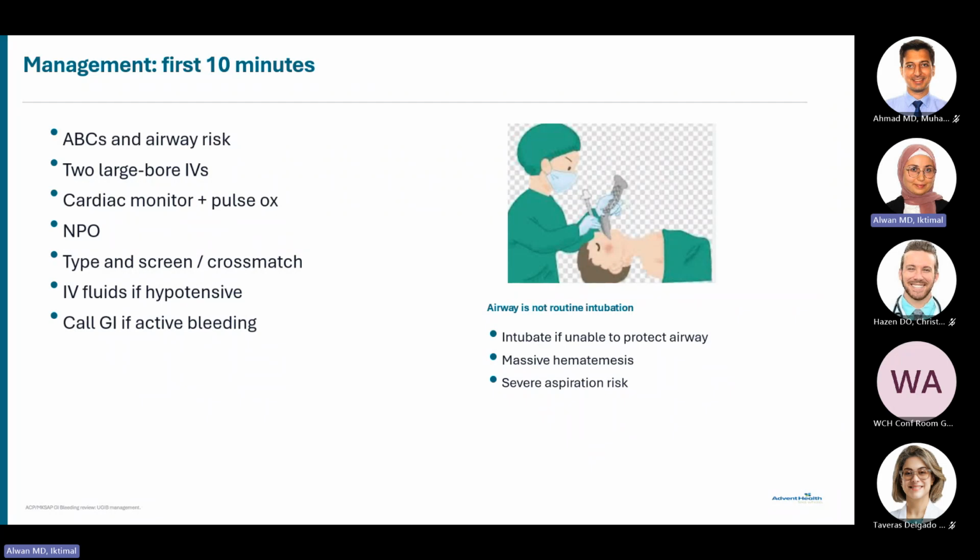When do we intubate? Already Dr. Kazelka said, right? Acute encephalopathy, patient not protecting their airway. If the patient is really significantly vomiting blood, then you're not going to wait. You're going to emergently intubate, high risk of aspiration.